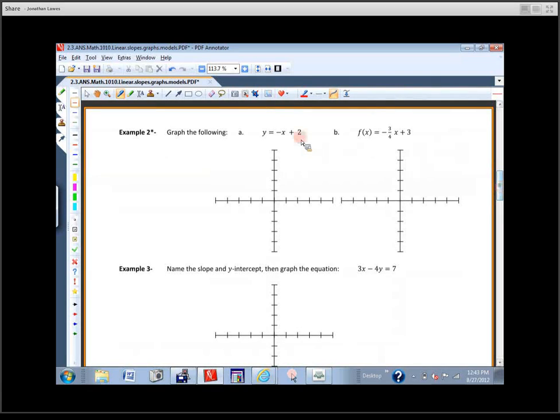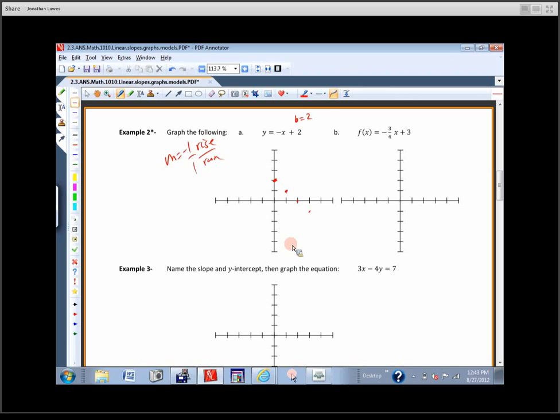This gives you a specific point. We know it crosses the y-axis at 2, so we can just go to that point right there. And this tells us that the slope on this one is -1. Remember, it's a fraction, so let's do -1/1. So this is the rise, and this is the run. So from this point that we know is on the graph, we're going to rise -1, so that means we're going to go down 1, and we're going to run 1 to the right. Down 1, run 1, down 1, run 1.